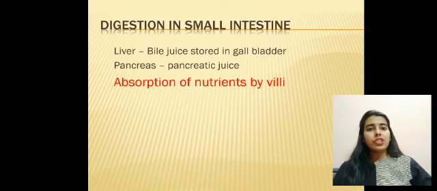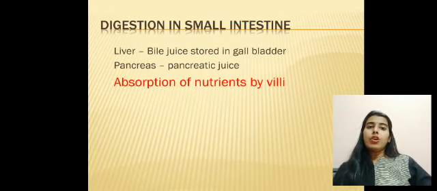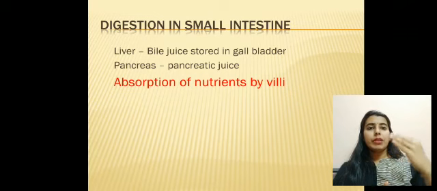The liver is the largest gland of the human body. It secretes bile juice, which is stored in the gallbladder, which is situated just below the liver. This bile juice is responsible for digestion of fats. It aids in fat digestion because it breaks up the bigger fat molecules into smaller ones.